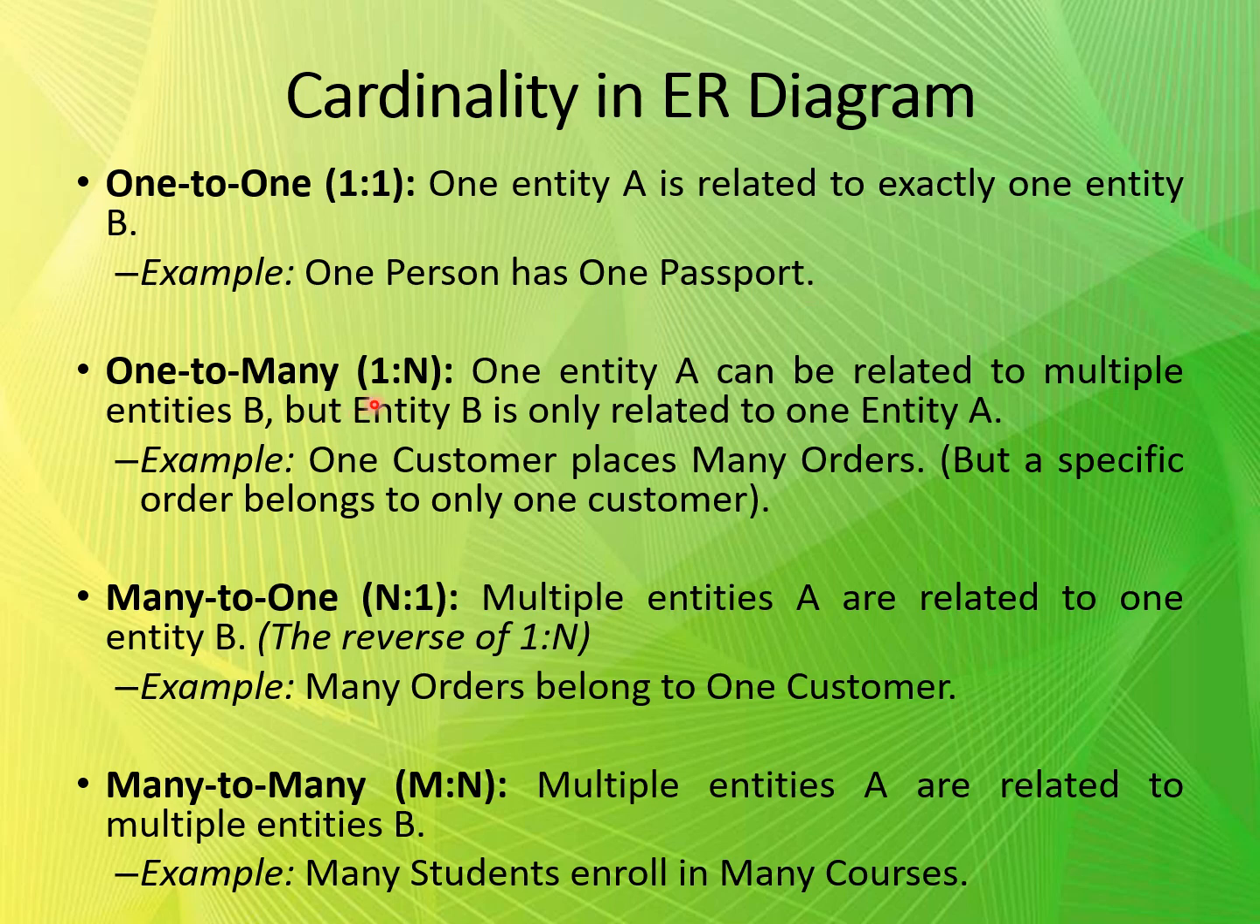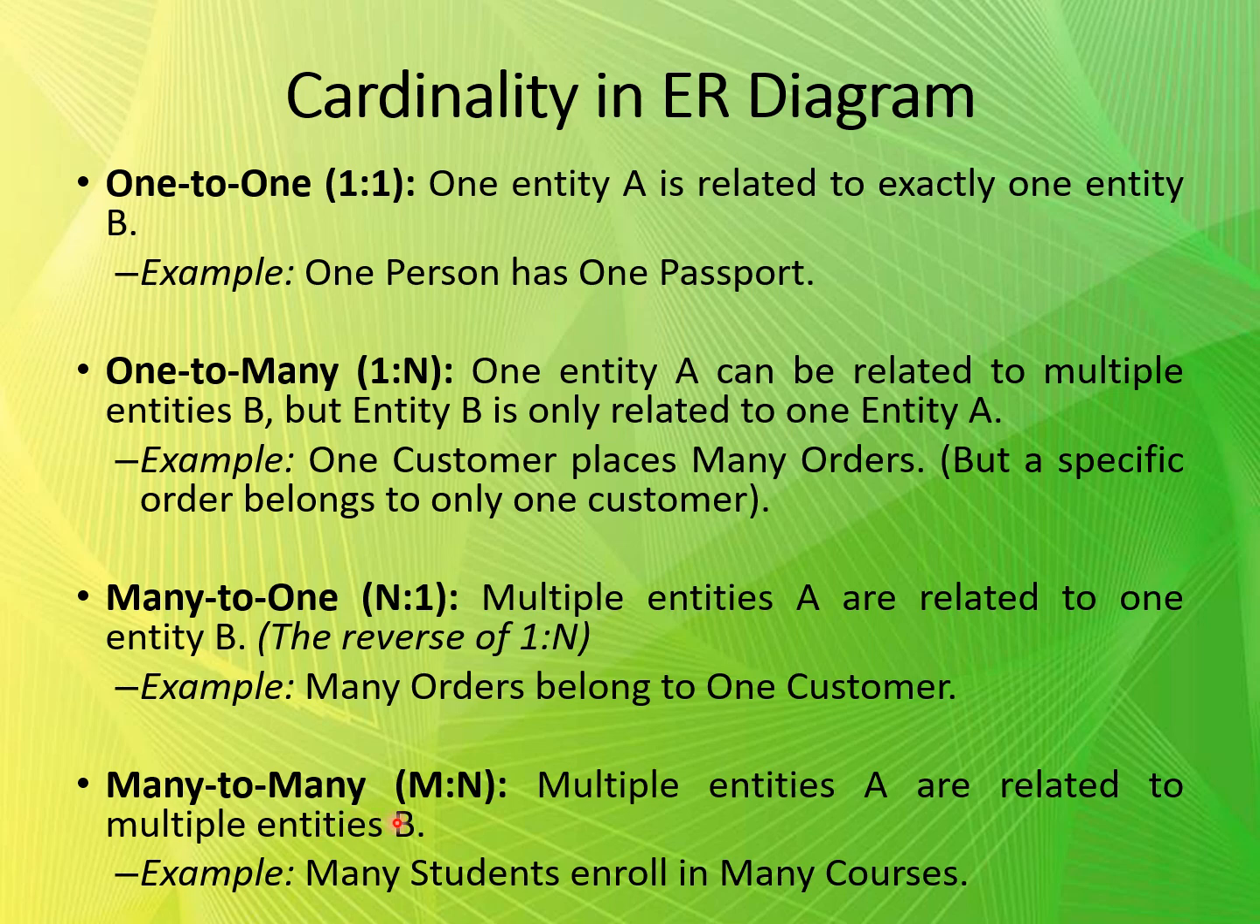One to many. It is denoted by 1 is to N. One entity A can be related to multiple entities B. But entity B is only related to one entity A. For example, one customer places many orders, but a specific order belongs to only one customer. Many to one. Multiple entities A are related to one entity B. That is the reverse of 1 is to N. Example, many orders belong to one customer.